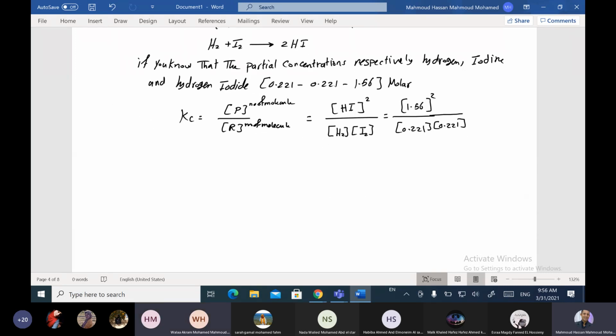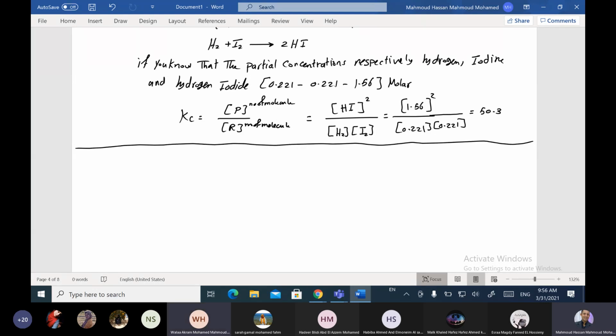Another question. Student: Will the answer be 50.3? I got 49.8. 50.3, no problem for the answer, you can calculate it. Returning to the other question.